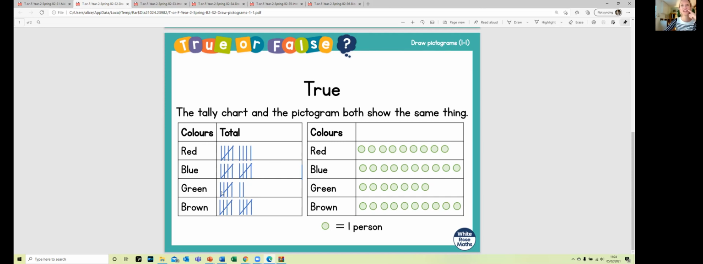So that's spot on. The green, the tally shows 7. So we should have 7 dots. 1, 2, 3, 4, 5, 6, 7. And finally, the brown, again, the same as the blue, 2 sets of 5. 2 times 5 is 10. And there are 1, 2, 3, 4, 5, 6, 7, 8, 9, 10 dots there. It was all the same. They matched. Brilliant. Well done, yay. Next question.